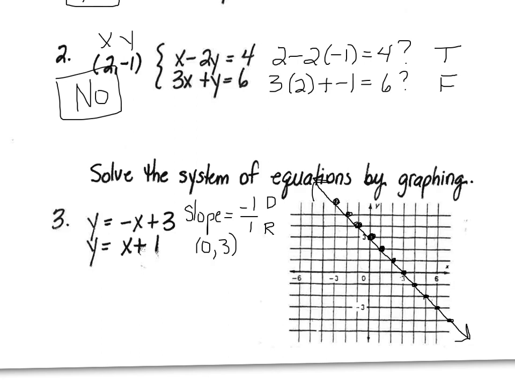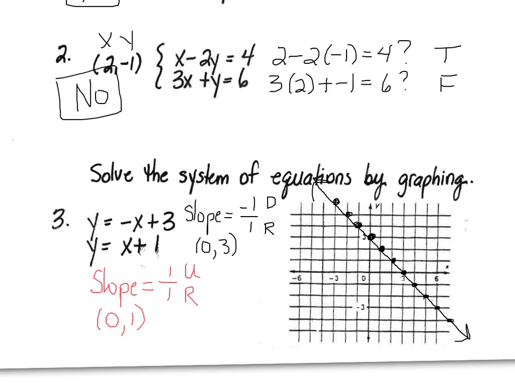And now we need to graph the other equation. If I graph this other equation, I notice that in the second equation, my slope is the number that comes before the x, which is a 1. And then I have a plus 1 at the end, so that tells me I'm going to start at the coordinate 0, 1. The 1 on top tells me to go up because it's positive. The 1 on the bottom tells me to go to the right because it's positive.